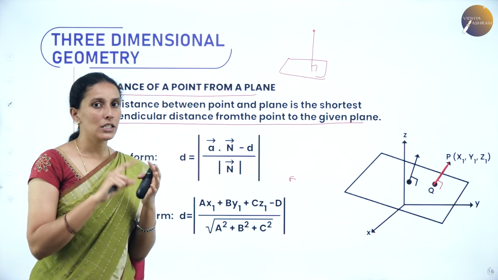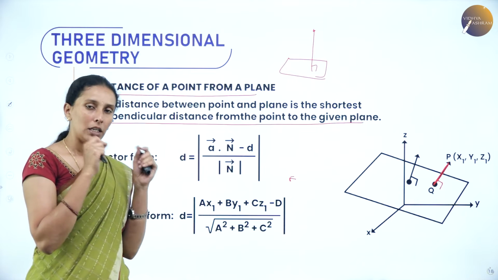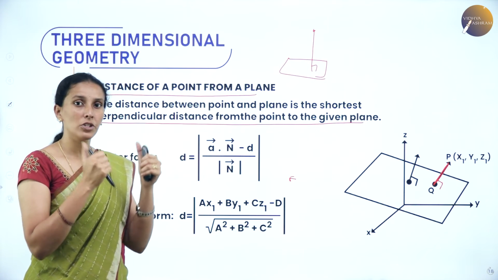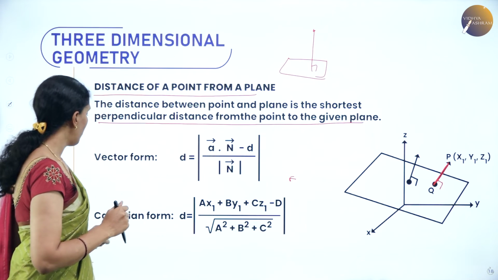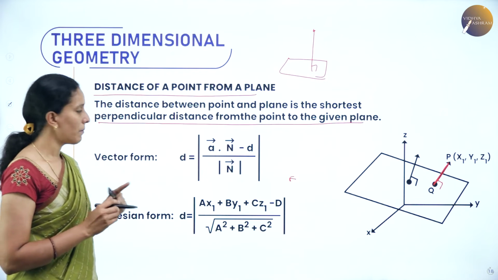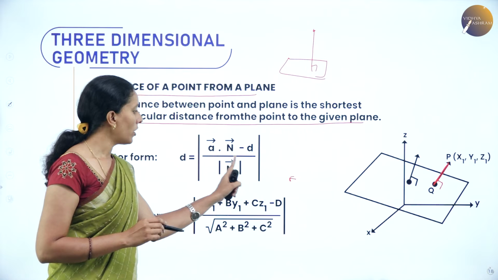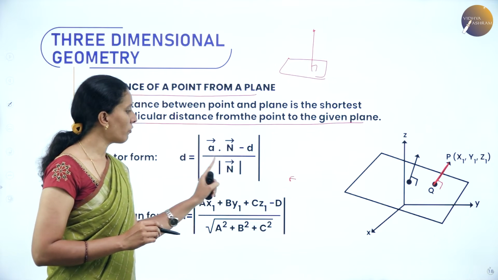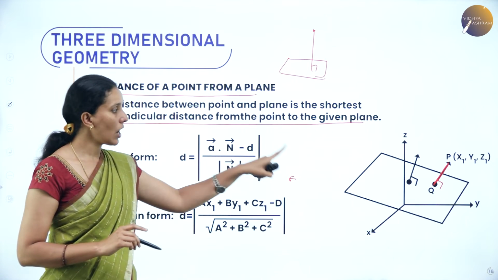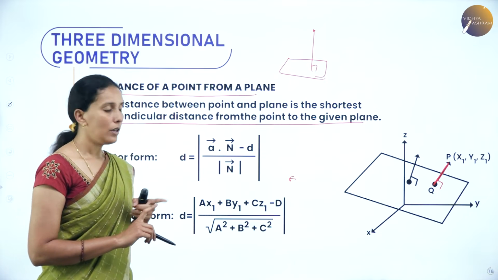We have studied distance of a point from a line, and here it is a plane, whose equations are one and the same. Therefore the vector form is given by modulus of (a dot n minus d) over the magnitude of vector n, where n represents the normal of the plane.